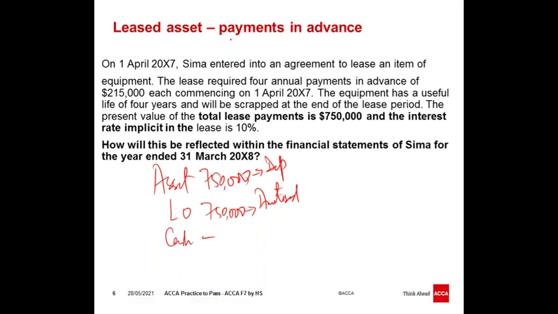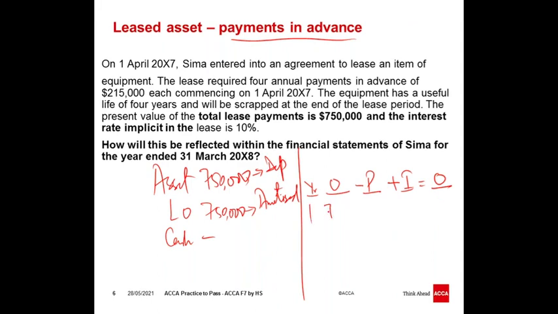Now it says that you need to make the table for the payments in advance case. So if the payment was made in advance, then first you need to make the obligation at start. Then we have to make the payment first, and then we will charge interest, and there will be obligation at end. So in year one, the obligation at start is 750,000. Implicit interest rate is 10%.